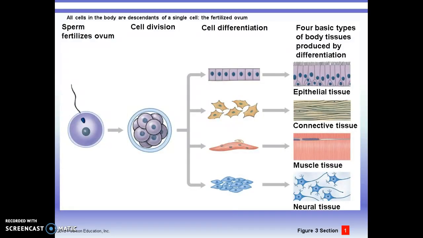All cells in the body have descended from a single fertilized ovum, the zygote. And from that zygote, basically 4 types of tissue have formed. We need to know all those 4 types of tissues and examples of them, where they are in the human body. Epithelial tissue, connective tissue, muscle tissue, and neural tissue.